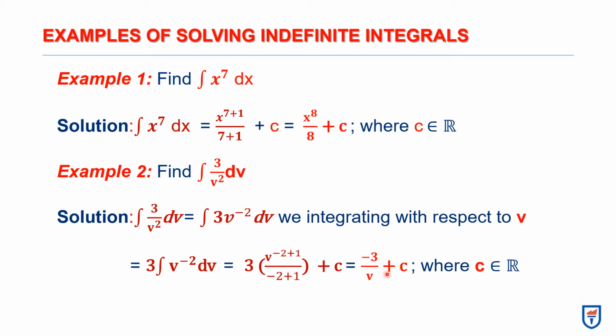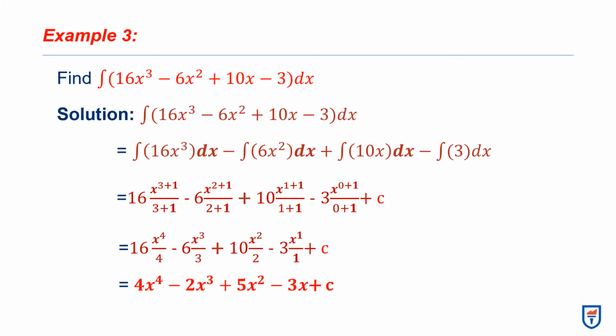So now we end up having minus 3 divided by v, because you are going to be left with v to the power minus 1. So to remove that v to the power minus 1, we take v down, then the power of minus 1 is going to change to a power of plus 1. So we end up having a result of minus 3 divided by v plus c, where c is an element of real numbers.